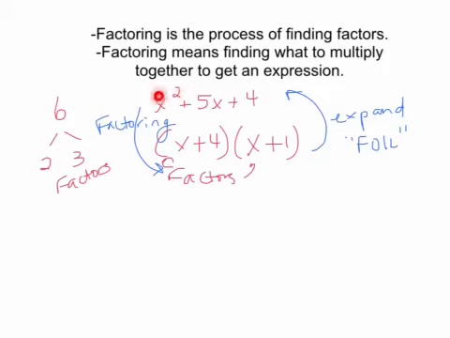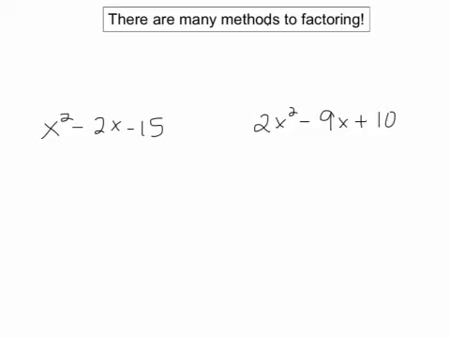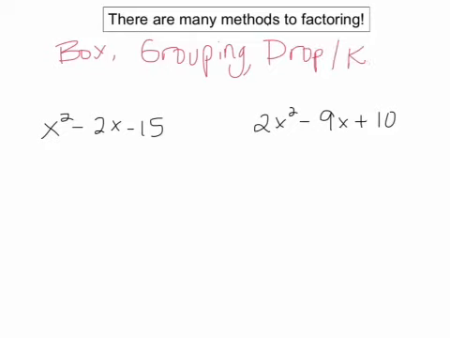So some people also say we're unfoiling. If you use that word, we are unexpanding. We are just going from a quadratic back to these factors. Now there are many ways to factor. And it doesn't bother me if you use one of the methods you've used before. The ones I'm aware of are the box method, grouping, drop and kick. There's other names for different ones. It doesn't matter to me if you want to use one of these methods, as long as you're factoring correctly and you understand what factoring is.